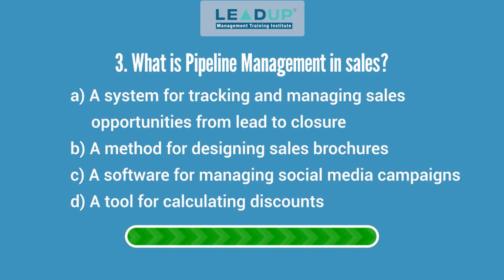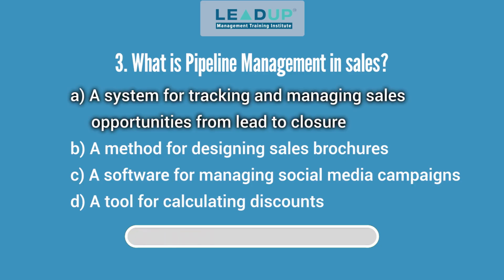Question 3. What is pipeline management in sales? A. A system for tracking and managing sales opportunities from lead to closure. B. A method for designing sales brochures. C. A software for managing social media campaigns. And D. A tool for calculating discounts. Answer: a system for tracking and managing sales opportunities from lead to closure.